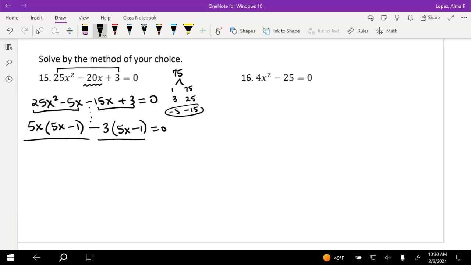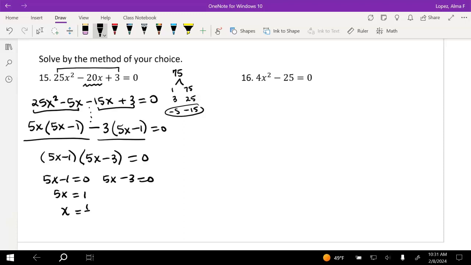Now I'm down to two pieces. Those two terms have a 5x minus 1 in common. When I factor it out of the first term, I'm left with a 5x. When I factor it out of the second term, I'm left with a minus 3. Now I'm going to set each one of those factors equal to 0 and solve. I'm going to get 5x is equal to 1, so x will equal 1/5 when I finish.